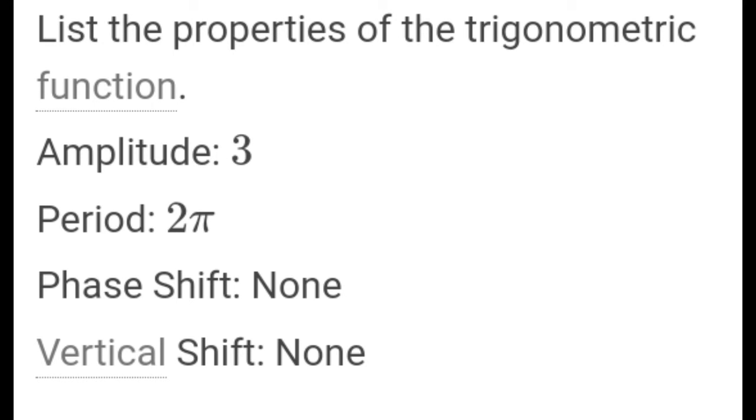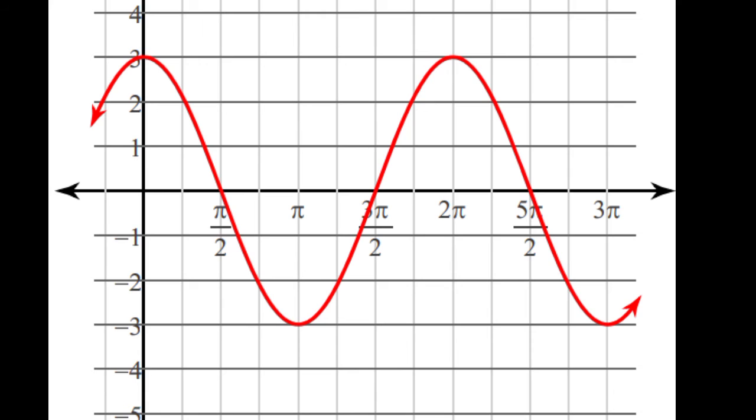Here is the list of properties of the trigonometric function. Amplitude 3, period is 2 pi, phase shift is none, vertical shift also none, and the minimum value is negative 3 and the maximum value is 3. Here is the graph showing you y is equal to 3 cosine theta.